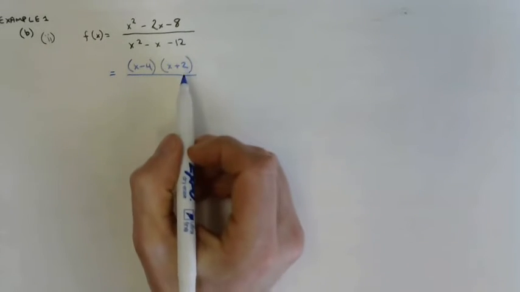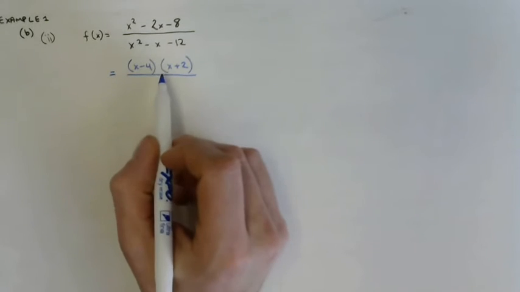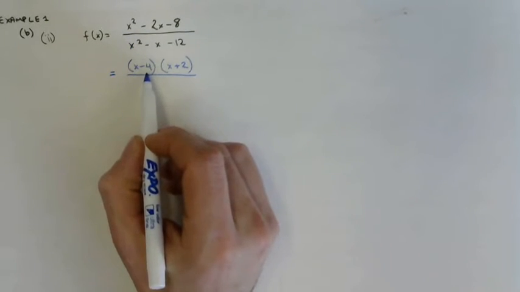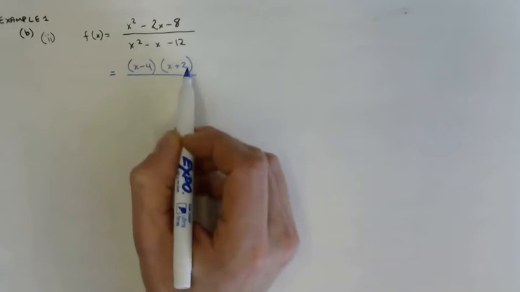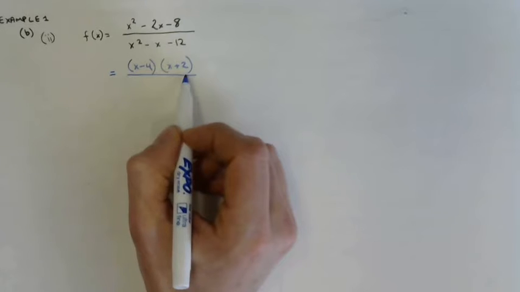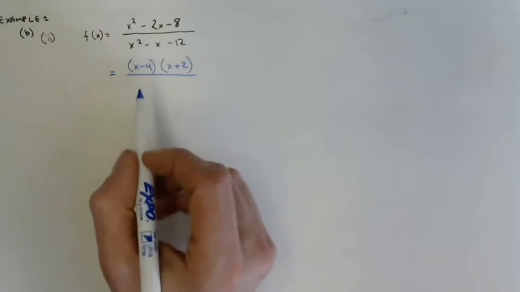Think about it backwards. If I distributed this out, I'd have x times x is x squared. I'd have negative 4x's and positive 2x's, which creates my negative 2x there. And then I would have negative 4 times positive 2, which gives me my negative 8.